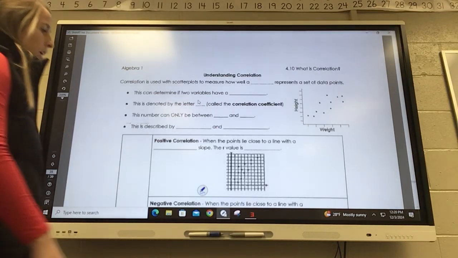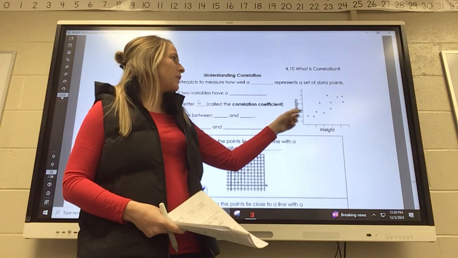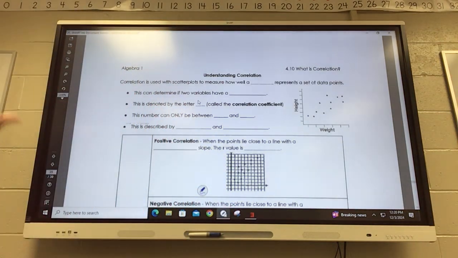All right, so we are talking about correlation today, which I don't think you guys have learned anything about in the past, so this is probably new to you. But correlation is like a relationship between two things. So, for example, we have a graph over here with height and weight. Typically, not always, the taller you are, the more you're going to weigh. But obviously it's not perfect. That's not always the thing. It's just kind of typically related.